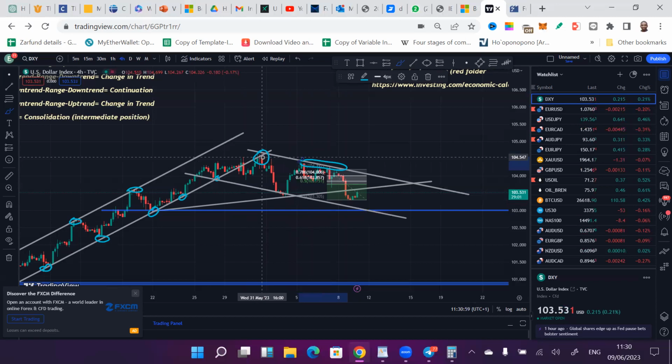The distance between them is not much, but you can still see that this is a low, this is a lower high. This is a high, this is a lower high. So it looks as if it's going to continue like that, and keep coming down.